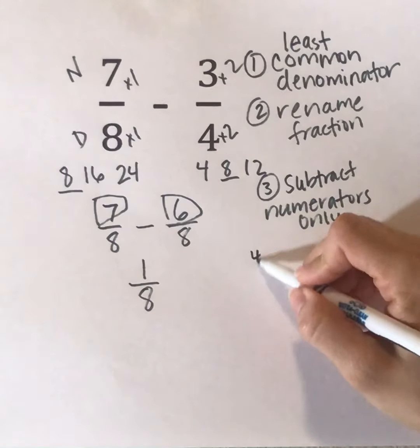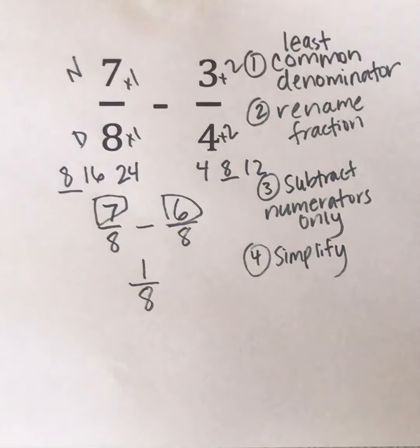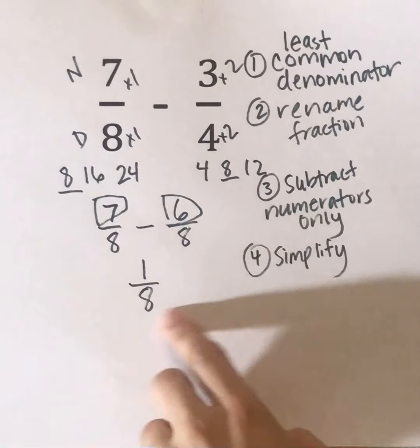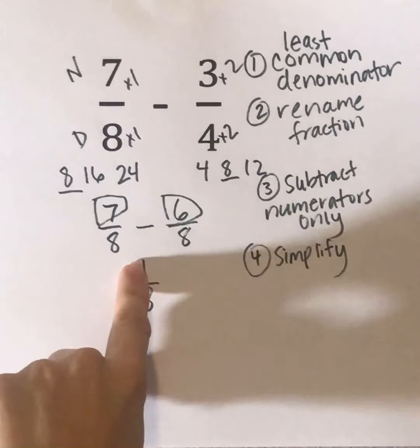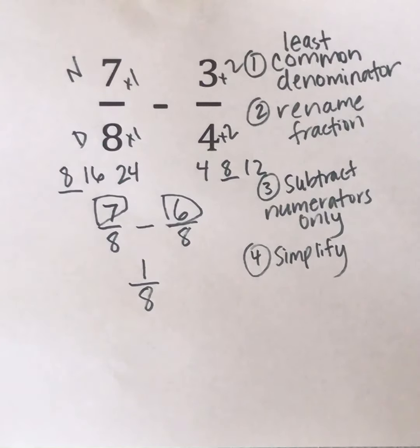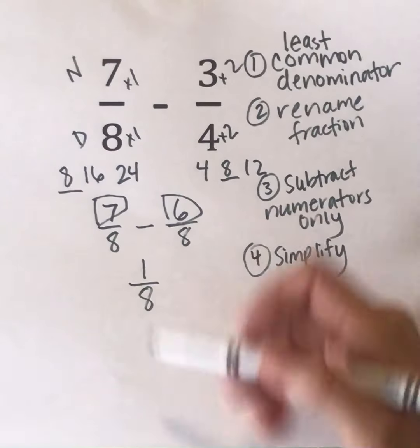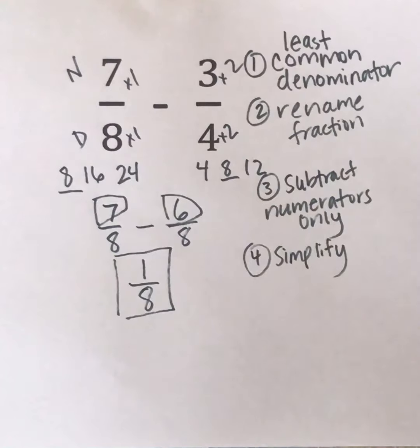And the final step is we always want to make sure our answer is simplified. So we're going to make sure that we've simplified. This one I know is simplified because this is what we call a unit fraction. A unit fraction means it always has 1 as the numerator and then some other number for the denominator. And unit fractions are always automatically simplified because the only thing that goes into either one of these would be 1. And so this is simplified, and my answer then is 1/8.